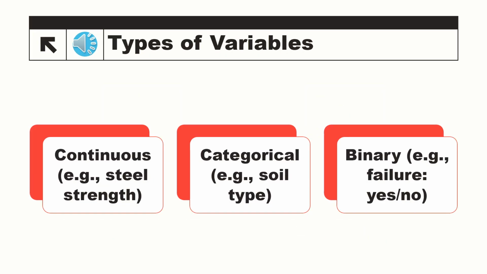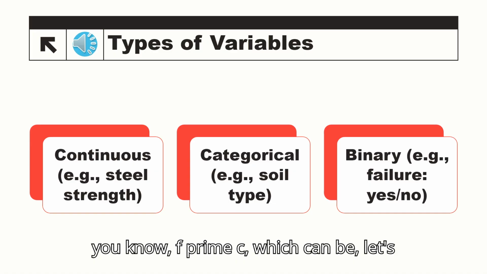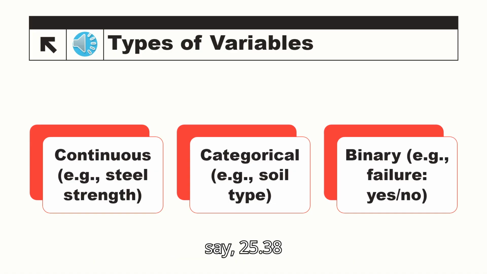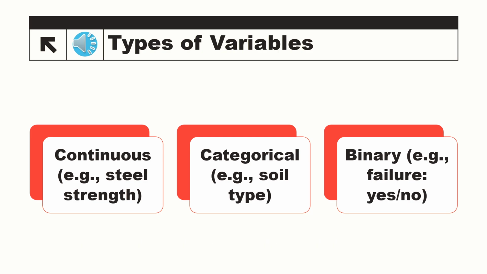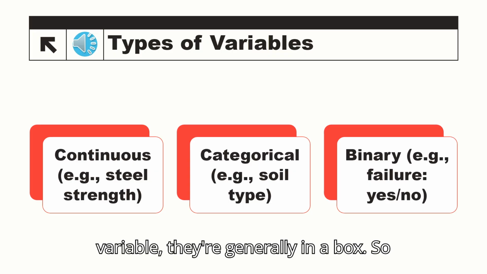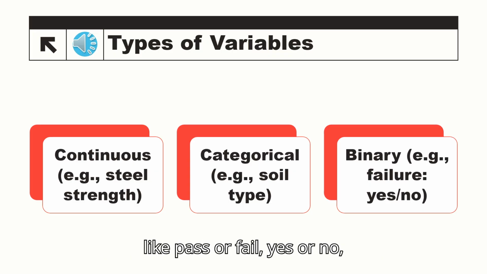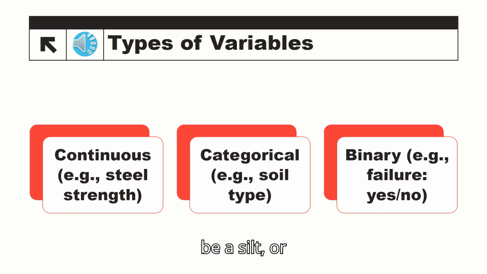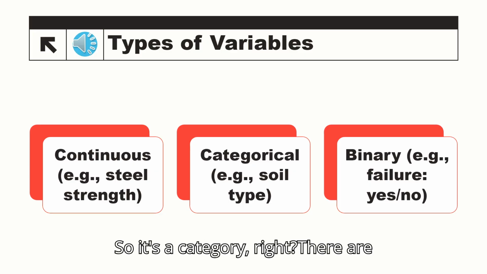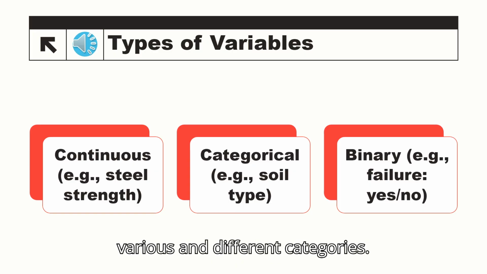Variables can take many forms. Continuous, like compressive strength, f'c, which can be, let's say, 25.38 or 80.51, a decimal number. It can be anything, it's open ended. Whereas binary are a discrete type of variable. They're generally in a box. So like pass or fail, yes or no, stuff like that. And categorical, like soil type. Soil type can be a silt or clay or silty clay or rock. So it's a category, right? There are various and different categories.